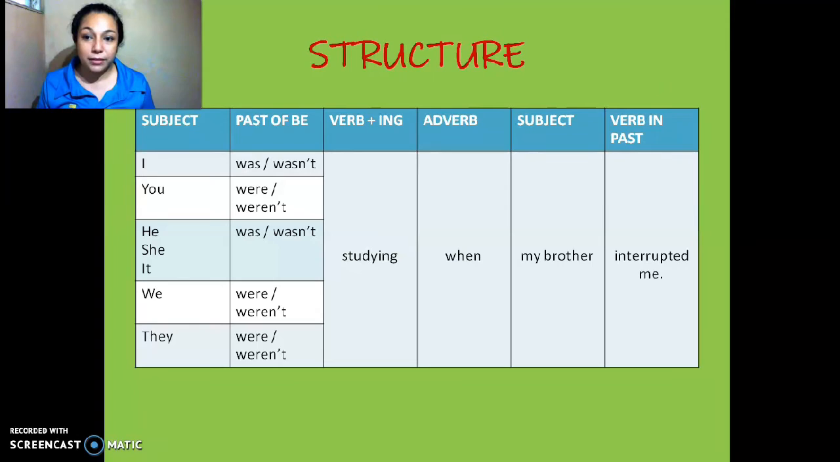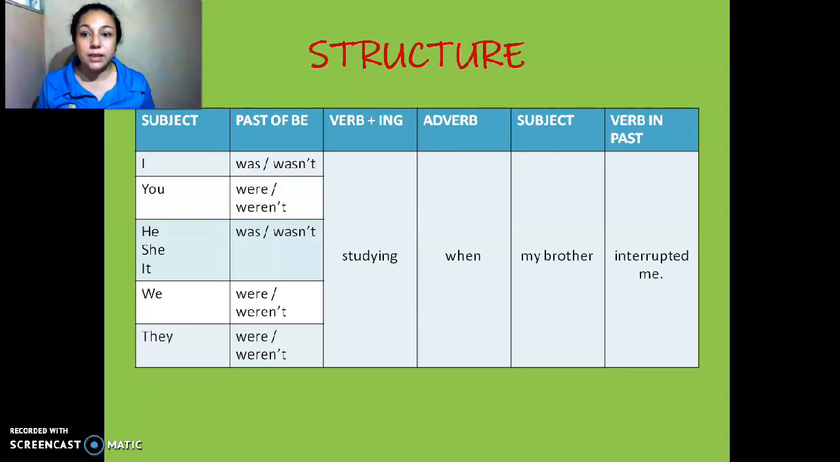Now, we have the structure of these kinds of sentences. First, we have the subject. Then you have the past of the verb be. Then you have the verb in ing. Then you have the adverb, in this case the same one, when. Then you have the subject, and then you have the verb in past.